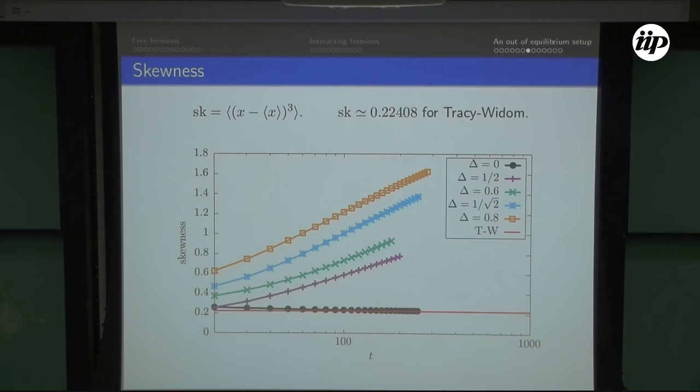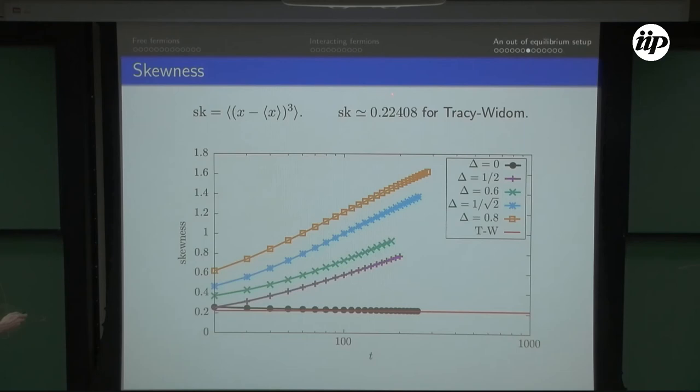And so one nice thing: if there is one thing you need to know about the Tracy-Widom, it's that it's not a Gaussian. And if it's not a Gaussian, it means the third cumulant is non-zero. So you can compute what's called the skewness. It's the third cumulant, sorry. It's given by this formula, and for Tracy-Widom it's given by an exact number, which you can compute exactly, which is 0.22408.